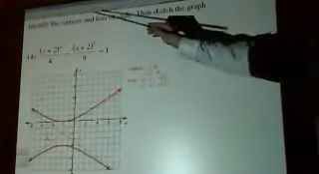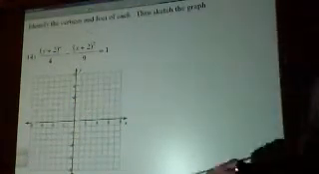Should be opening up and down. So I gave you a vertical one, even though I haven't given you the formula for that one. Probably shouldn't have done that. Let's try another one.